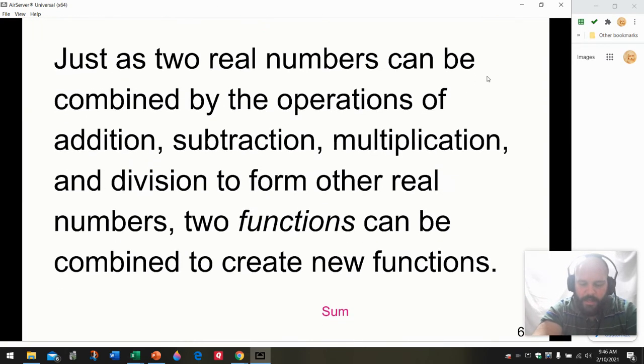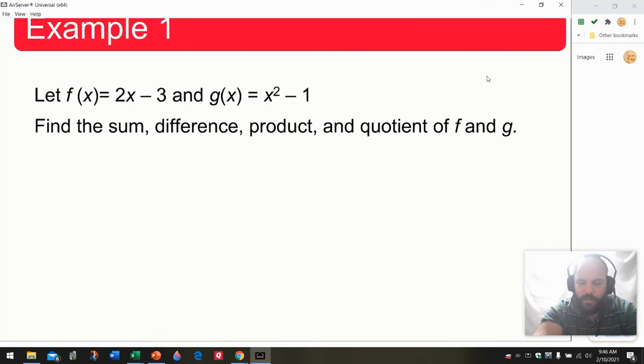So let's take a look at an example problem here. This says, let f of x be 2x minus 3 and g of x be x squared minus 1. And they want you to find the sum, the difference, the product, and the quotient. So they're telling us to add, subtract, multiply, and divide both of those functions. So we will do each of those. I'm going to go ahead and get my pen color to blue.